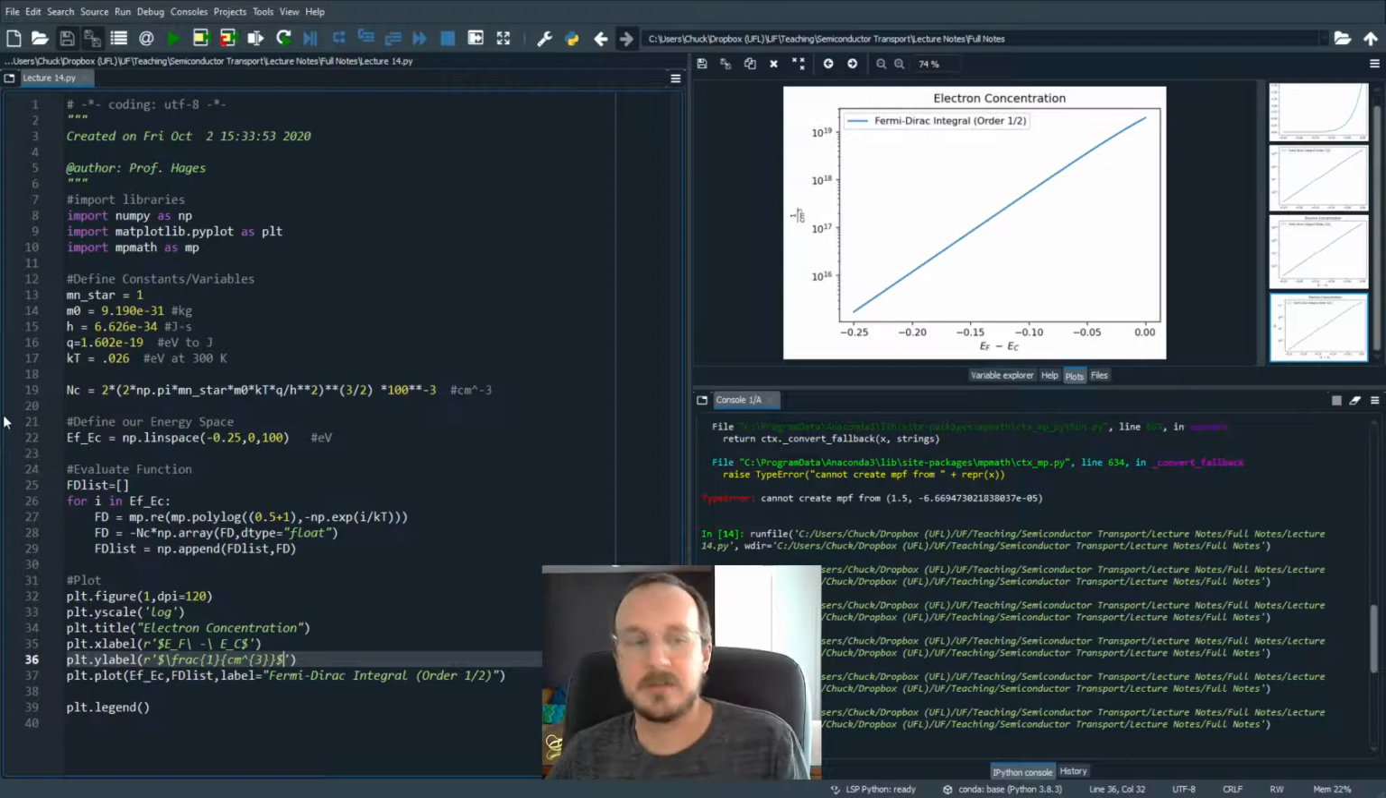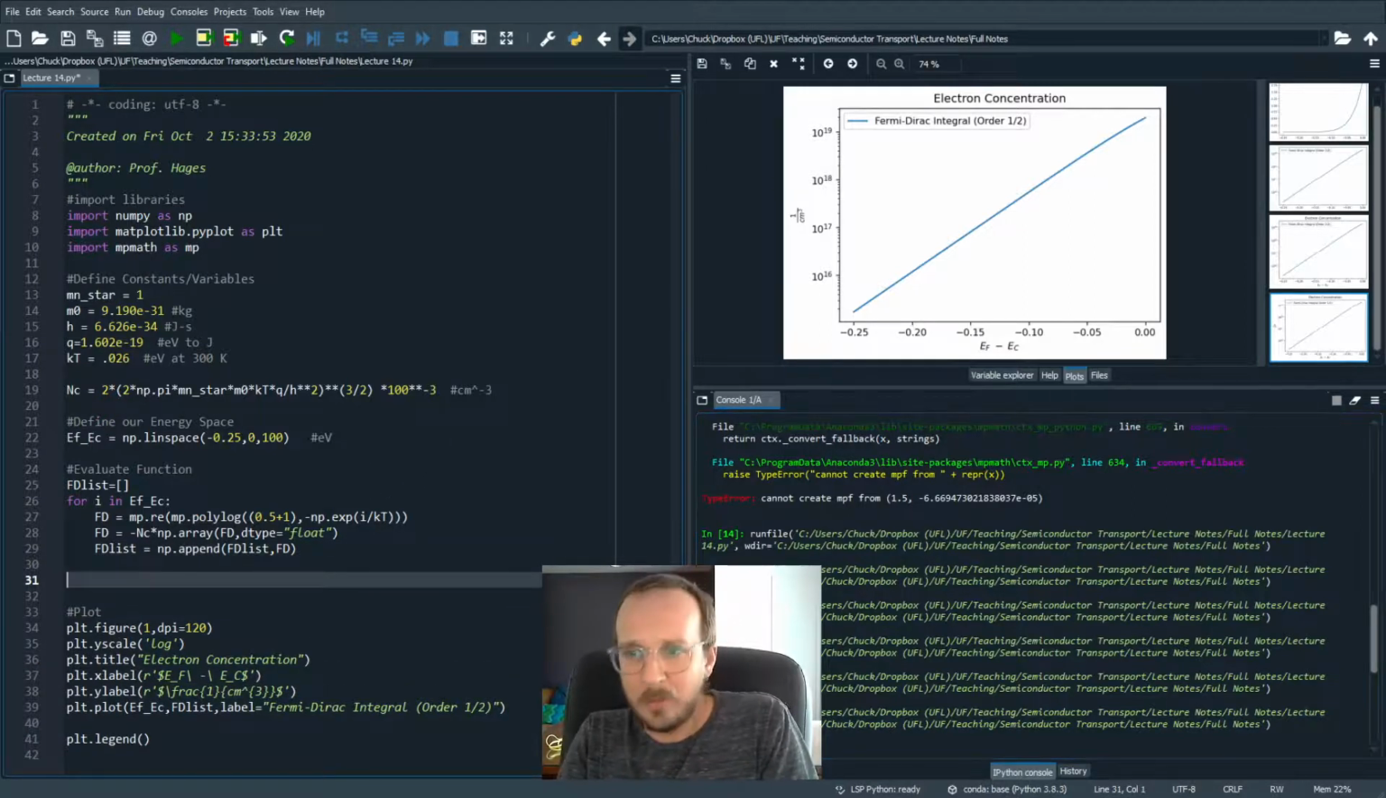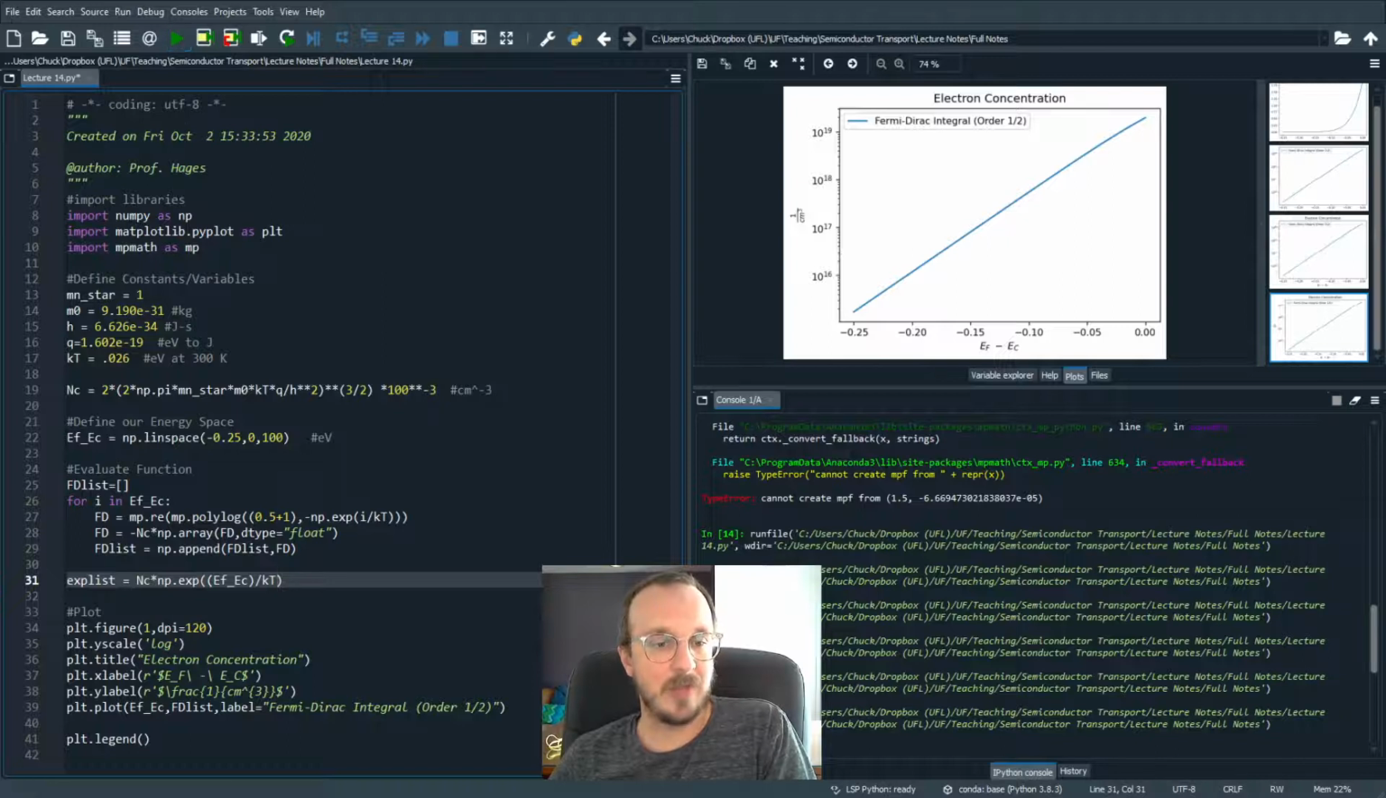And we want to compare this, okay? So what happens is if you look at regions far away, very negative values, this is essentially an exponential function. So let's look at what an exponential function looks like. So we'll make another list. We'll call it the exponential list. This is just going to be our effective density of states times np.exp of (E_F minus E_C) divided by kT, okay? So this will just be our exponential list, and we'll add it to the plot.